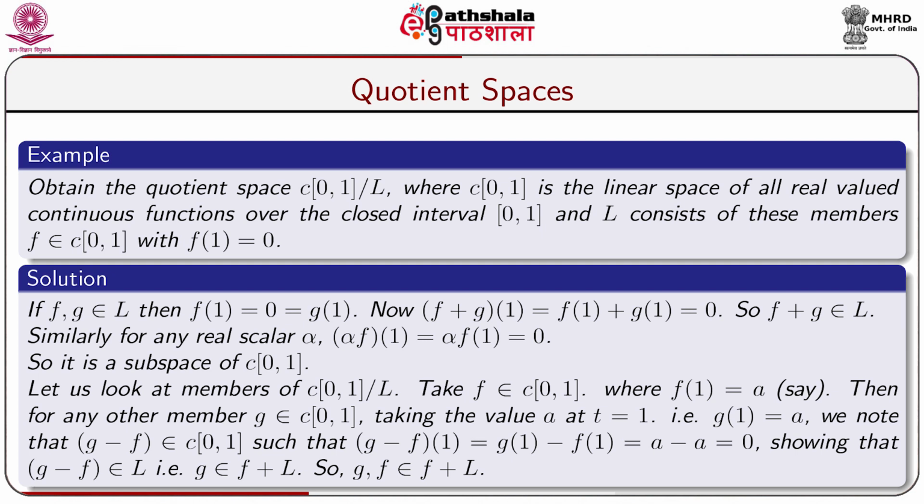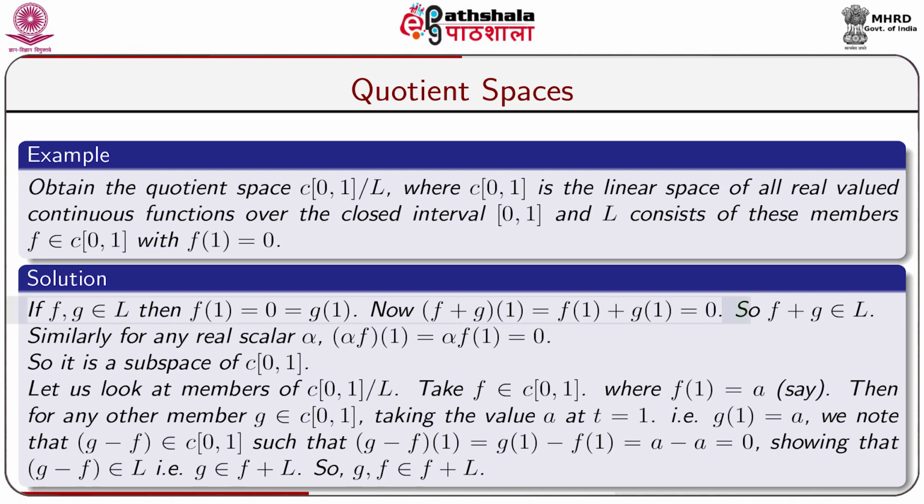Now, let us take an example, that is, obtain the quotient space C[0,1] by L, where C[0,1] is the linear space of all real valued continuous functions over the closed interval [0,1], and capital L consists of those members f belonging to C[0,1] with f(1) equal to 0.